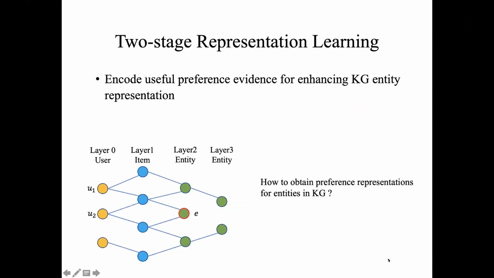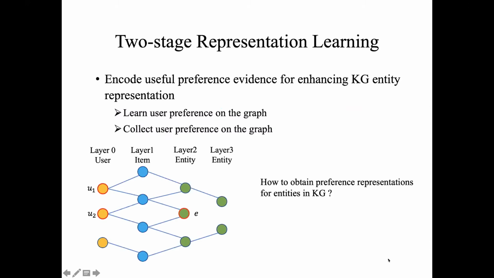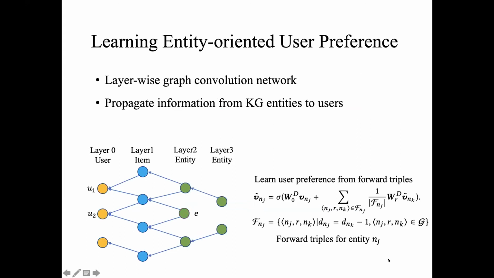If we want to model preference information for entity E in the knowledge graph, we should first find related users and learn entity-oriented user preference for them according to the graph structure. And then we collect user preference from the related users. In the first stage, we perform the information propagation from knowledge graph entities to users.